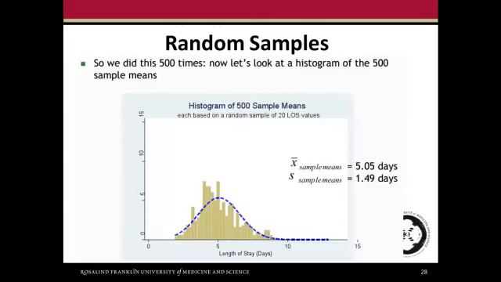Interestingly, we did this 500 times, and we take just the means of those samples and plot them, and what we get is something that looks fairly normally distributed, even though the original data is not. And the key here is that although the original population data was highly skewed, when we look at just the means from all of our samples, that has a normal distribution. And the mean and standard error are shown there.